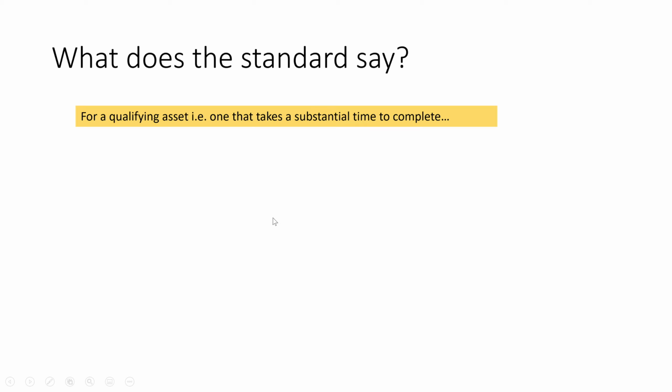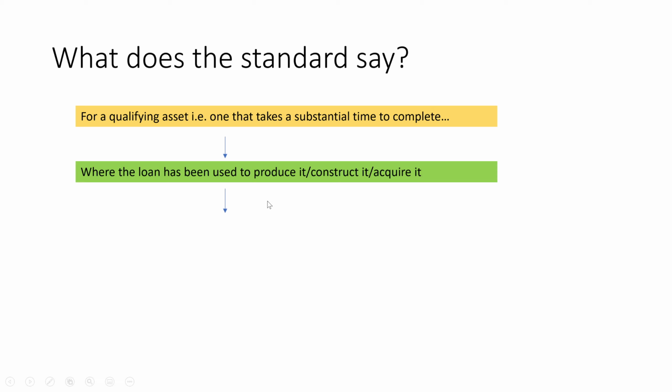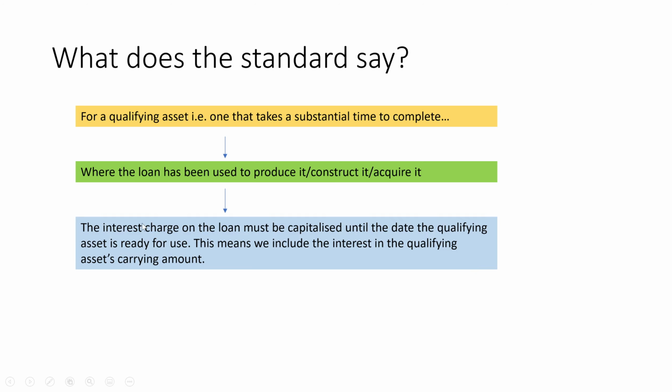Well, it says for a qualifying asset, i.e. one that takes a substantial time to complete, and where a loan has been used to produce or construct or acquire the asset, for the interest accumulating on that relevant loan, we capitalize it until the date the qualifying asset is ready for use, i.e. the Olympic Stadium is ready for use. That it can be used for watching games.